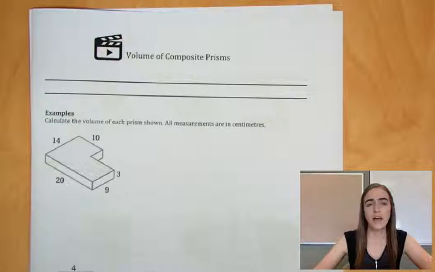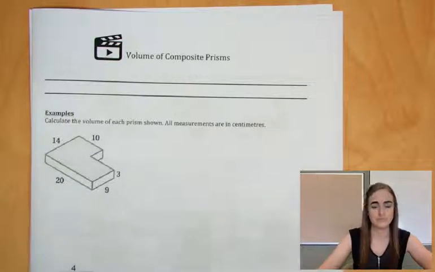In this video, I want to have a look at finding the volume of composite prisms. So a composite prism is one where the base shape is a composite shape. So to find the volume of those, we're first going to find the area of the base by breaking it down into shapes that we know, and then we can use that to find the volume.